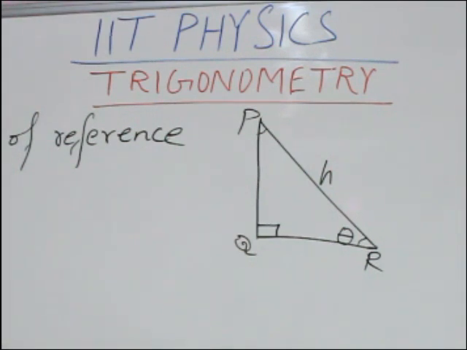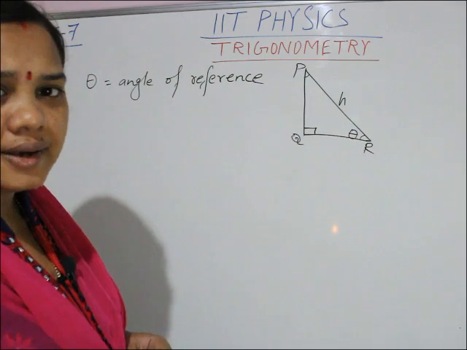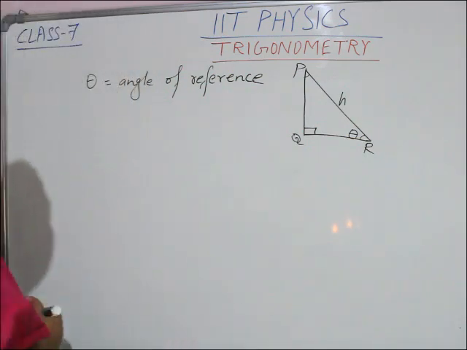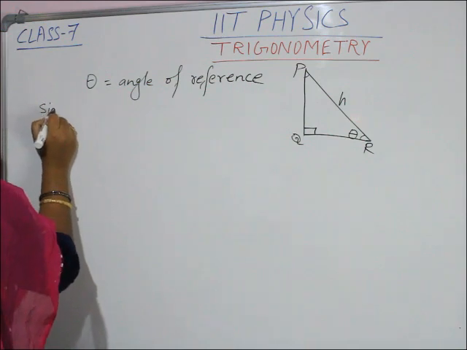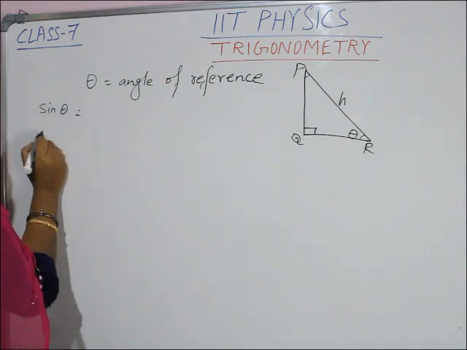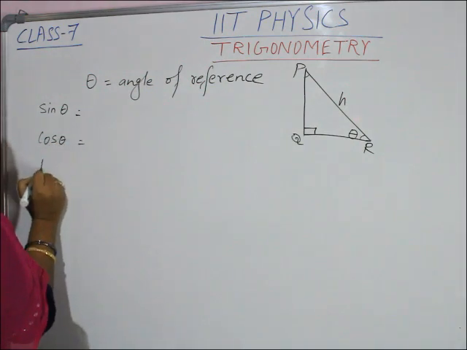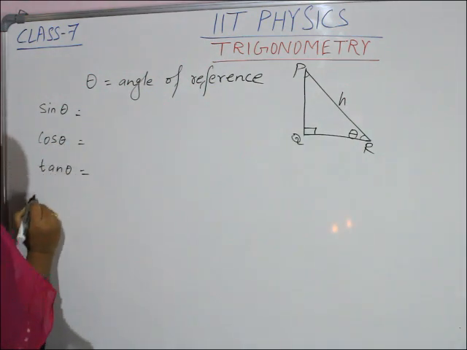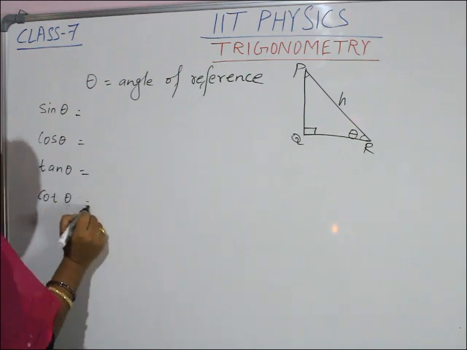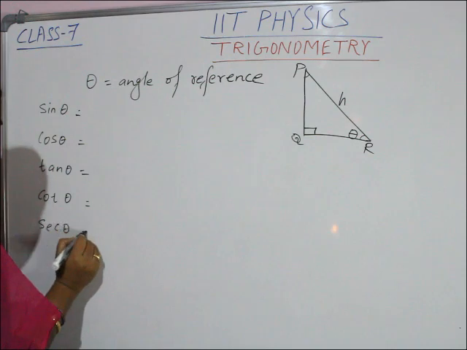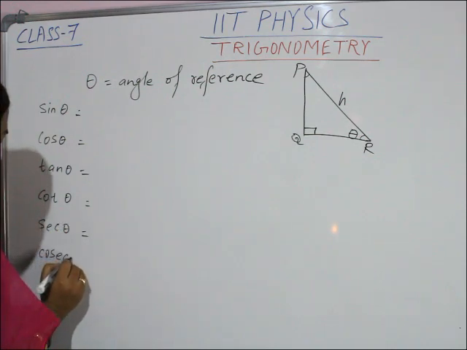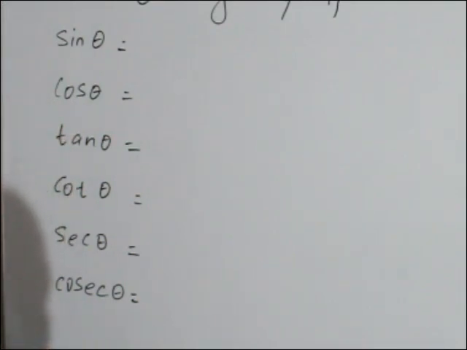I already explained that Greek letters like theta, phi, alpha, beta, gamma are used to indicate angles. So here theta is the angle of reference. You have to find out sin theta, cos theta, tan theta, then cot theta, sec theta, cosec theta. These are the trigonometric ratios you have to study.